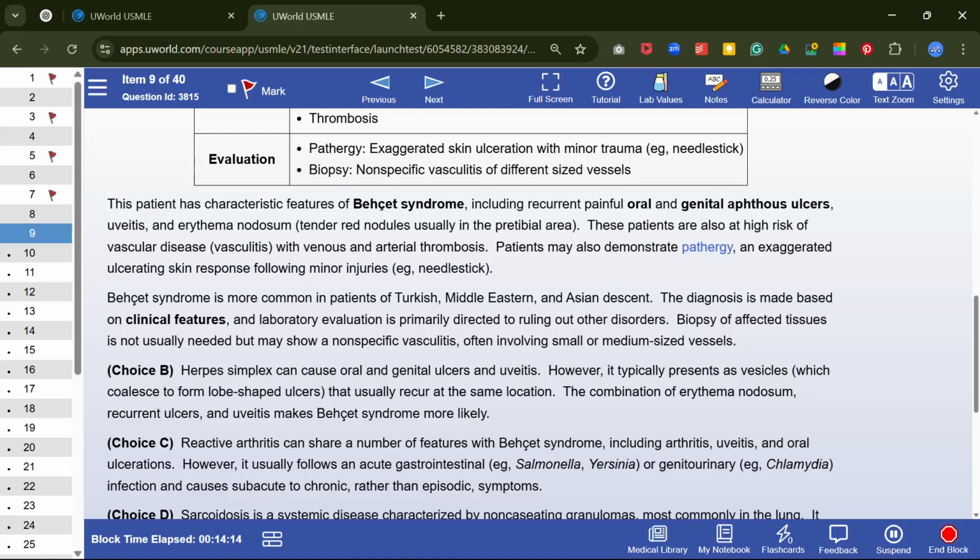Needle stick. Behçet syndrome is more common in patients of Turkish, Middle Eastern, and Asian descent. The diagnosis is made based on clinical features and lab evaluation and is primarily directed to ruling out other disorders. Biopsy of the affected tissue is not usually needed but may show non-specific vasculitis, often involving small or medium-sized vessels.